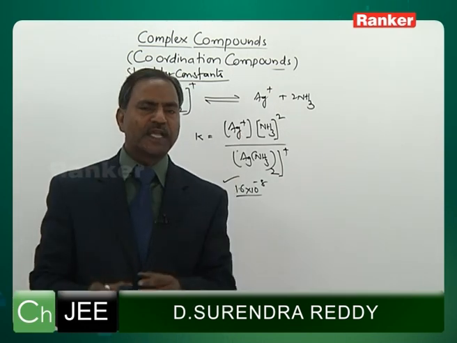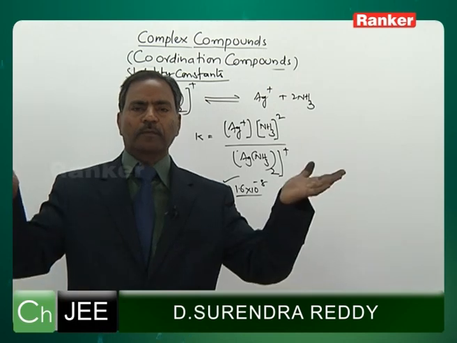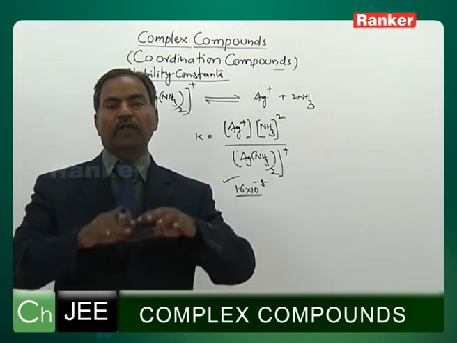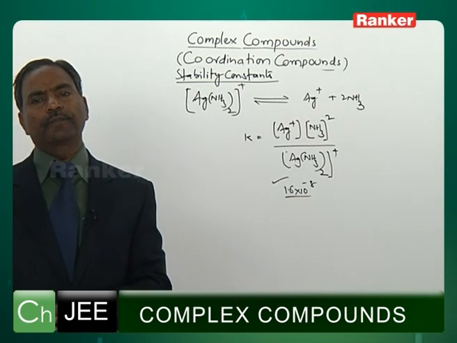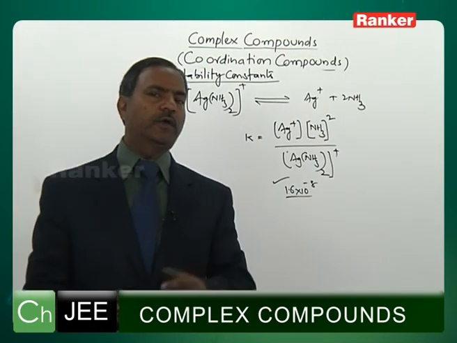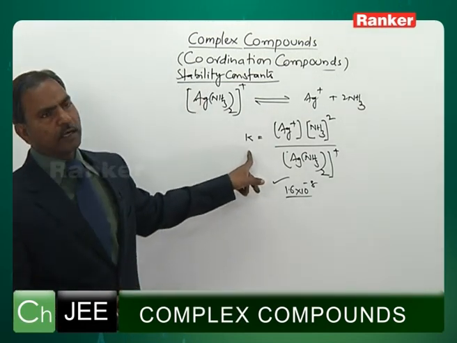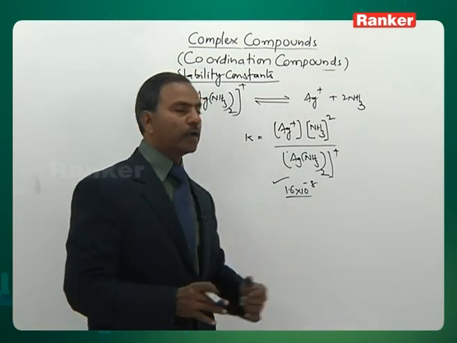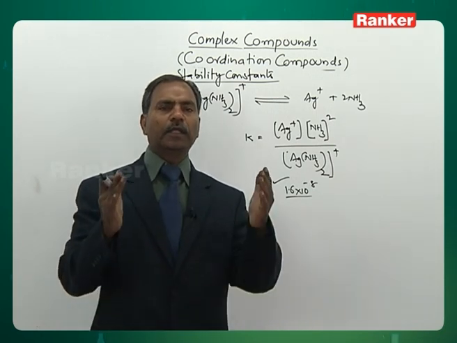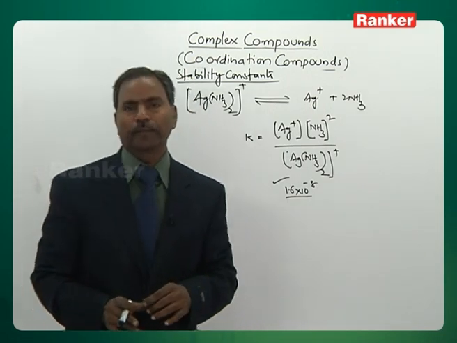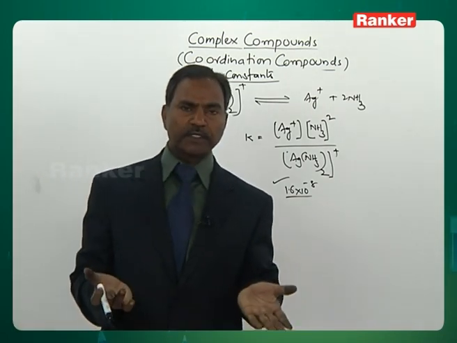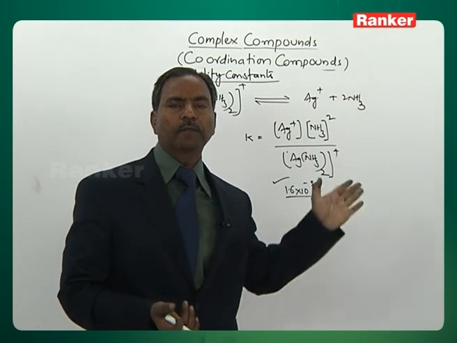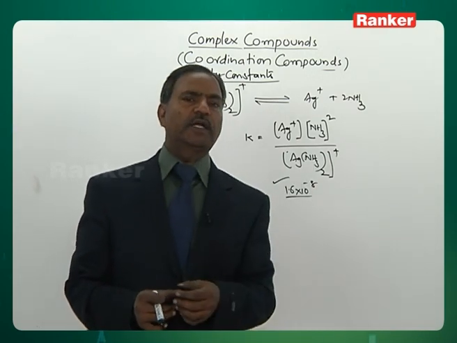Out of some lakhs of these complex ions, only 10 or 20 are ionizing. What do you understand by this? Out of lakhs of complex ions, only 10 or 20 are ionizing, so you can easily say it is a very stable complex. K is the equilibrium constant, but let us consider it the dissociation constant. Its value is experimentally found to be 1.6 × 10^-8. It is a very small value, meaning that complex undergoes very little dissociation. Less dissociation means the complex is more stable. Now we can define the stability constant in different ways.